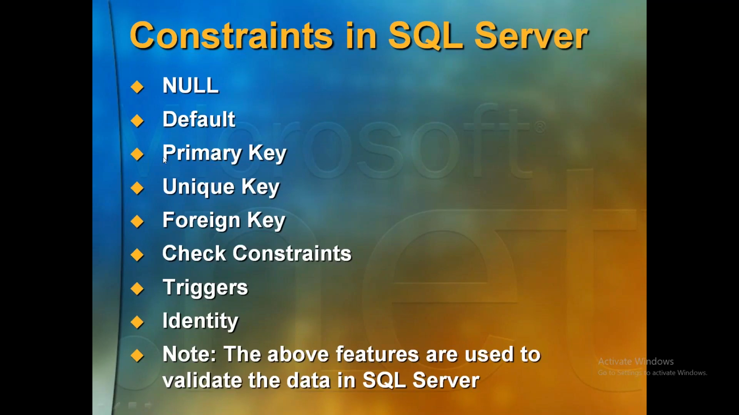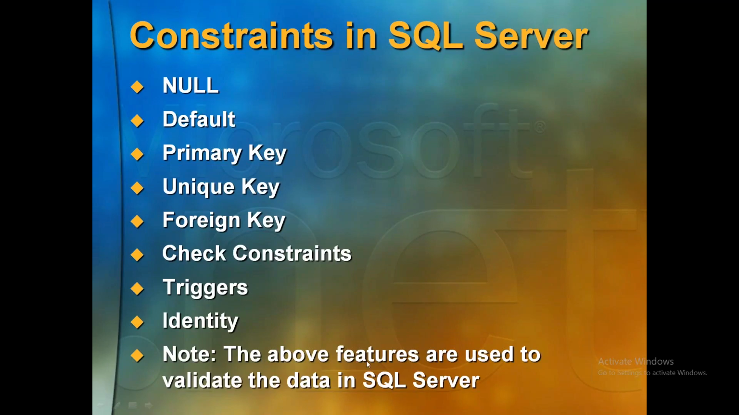GUID is automatically generating hexadecimal number. Okay, it is not I need one, I need two, I need three. It will not give you like that. It will give you some hexadecimal number, unique number. Check constraints, triggers, and identity. Clear? So these are the things we discussed. Triggers we did not implement yet.